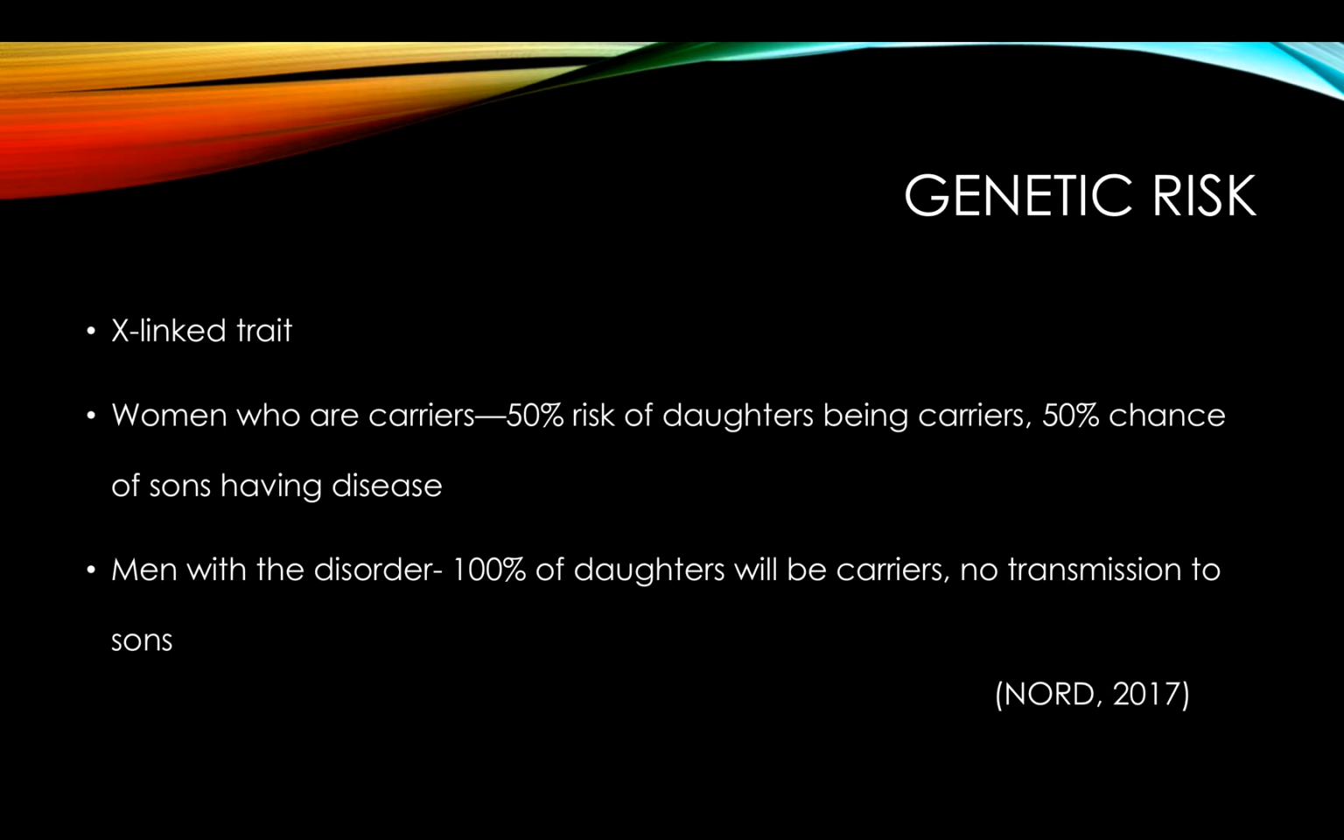As far as genetic risk, it is mainly an X-linked trait, so women will be carriers and men will fully express the disease. Women who are carriers will have a 50% risk of having their daughters being carriers and a 50% chance of their sons actually having the disease. Also, it's important to note that the carrier females will be clinically healthy, so they will not often know that they are carriers. For men with the disease, 100% of their daughters will be carriers, and there will be no transmission of the disease to their sons, since it is an X-linked disorder.